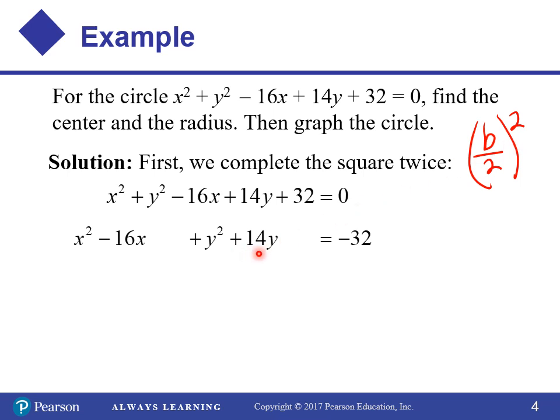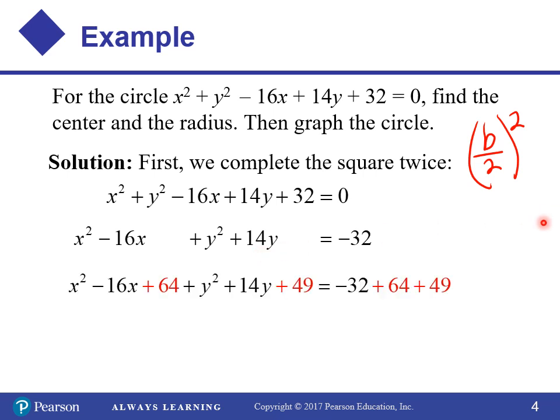For this piece, we have 14. 14 divided by 2 is 7. 7 squared gives us 49. So we're going to write those in those blanks, and then we also have to add each of those numbers to the other side. And then this part and this part give us perfect square trinomials. And so when we factor those, remember that's where we get the x minus 8 and the y plus 7 there. And then this side simplifies to the 81.